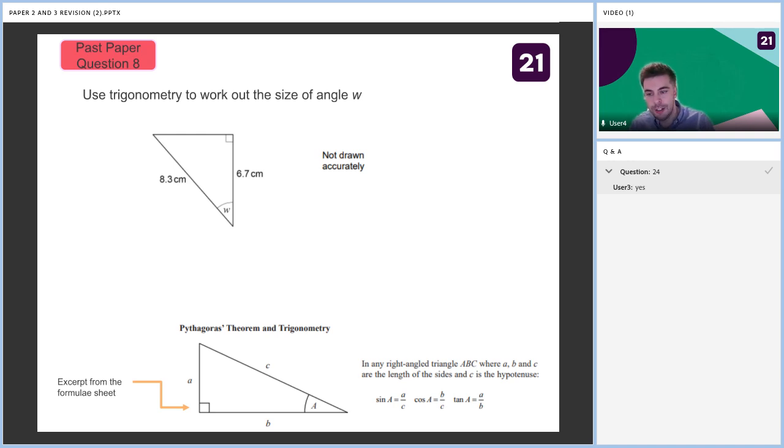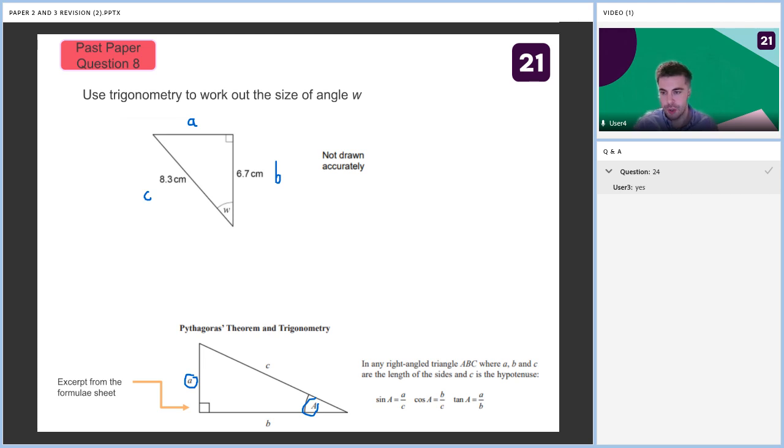The length lowercase a is always opposite to the angle. So in this case, it's really important that we label A as the side opposite to the angle. C, as you can see from the diagram, is the hypotenuse, which is opposite to the right angle. So C is going to be this length here. And then B is what we would call in the old way of doing it, the adjacent side, which we can label as the 6.7.